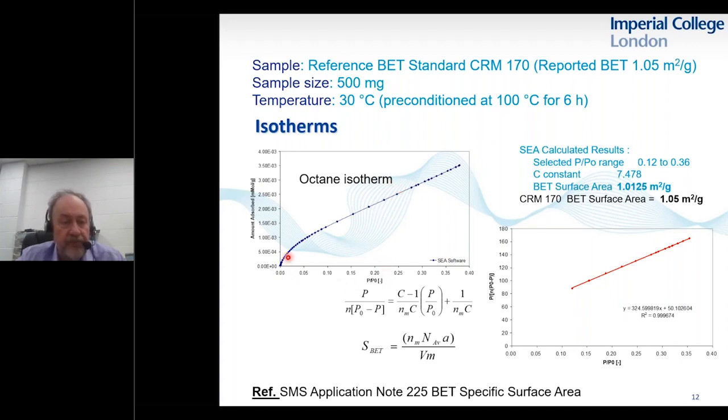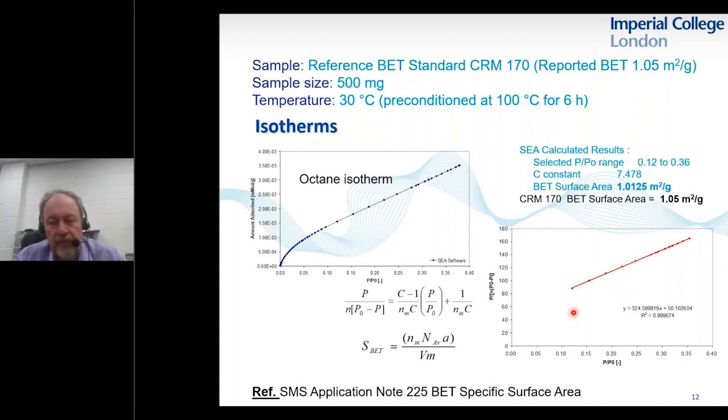This is P/P0. This is the amount absorbed. I take the BET model, I linearize it, and here's my BET analysis. And I get a result of about 1.02 meters squared per gram, and the official result is 1.05. So within experimental error, I'm getting the same result using octane at 30 degrees as I would get using nitrogen at 77 Kelvin. So that's something which is nice to know.